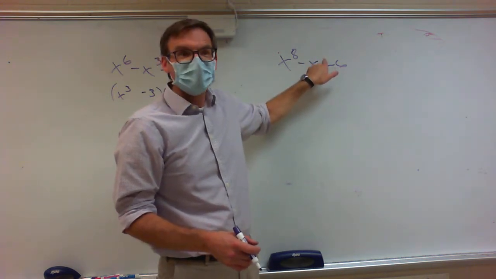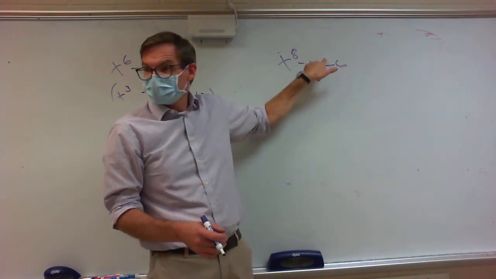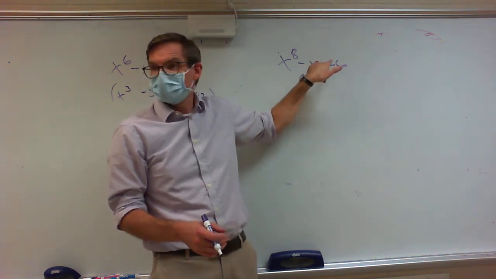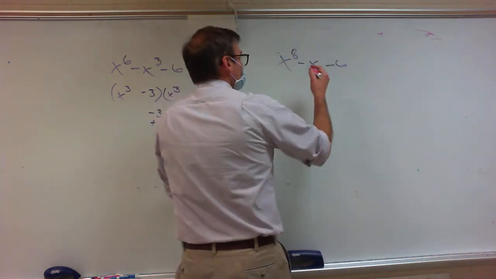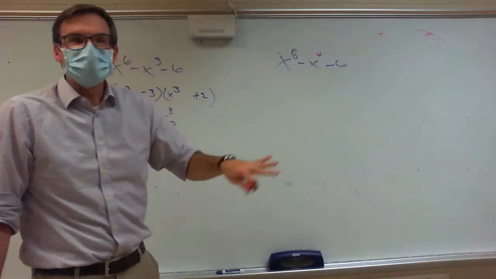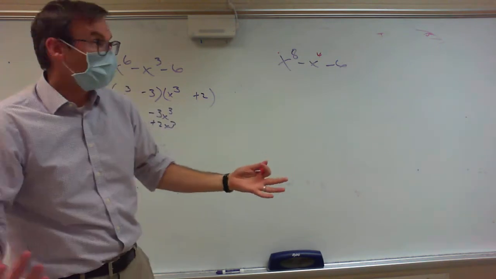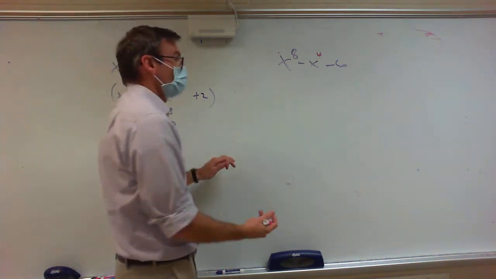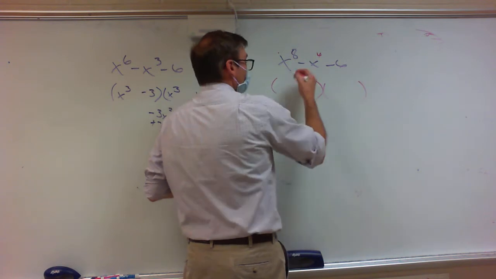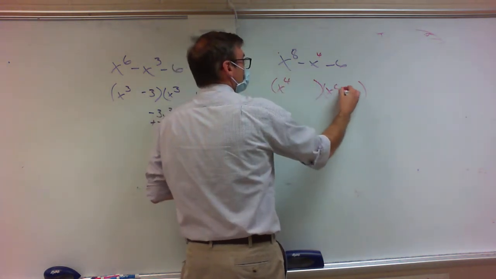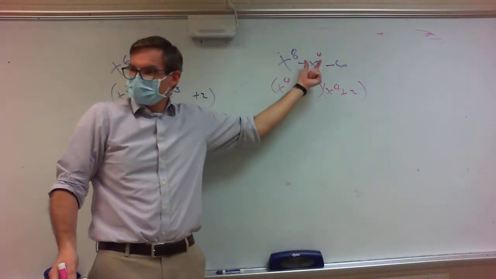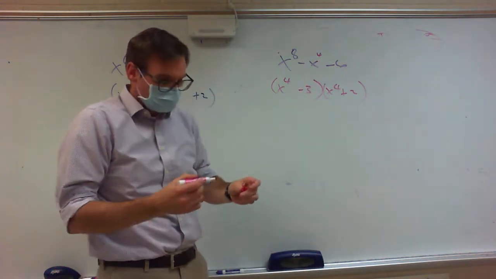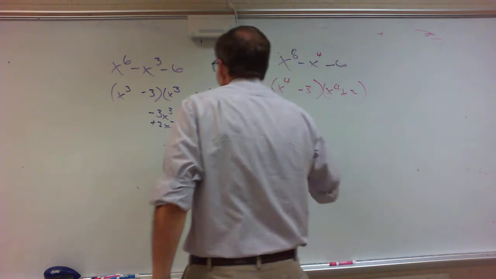All right? So if this needed to be in quadratic form, what must this exponent be? 4. Does everybody understand that this would need to be x to the 4th? Yes. And now this is of quadratic form, meaning I get to treat it just like a regular quadratic. I get to say, oh, this is going to be (x to the 4th minus 3)(plus 2). Do you see when I multiply this out, I get what I wanted? Yes.